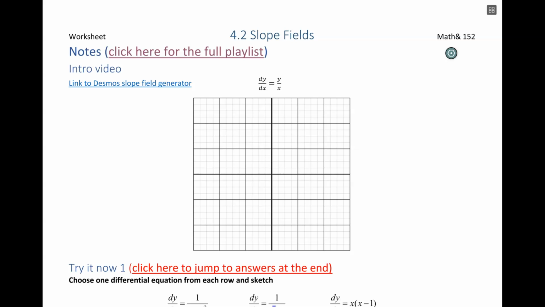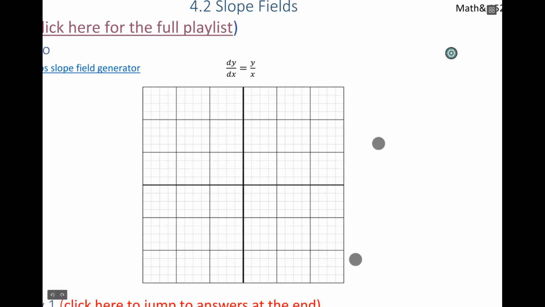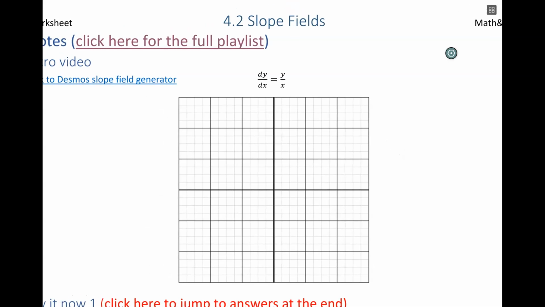I think the big thing here is just to get you to figure out how these slope fields are made, and then we'll answer some questions about them. But once you get that, I don't think the questions are super tricky. I think it's a really neat section. I love this section. So I'm going to work on this one, dy/dx equals y over x.